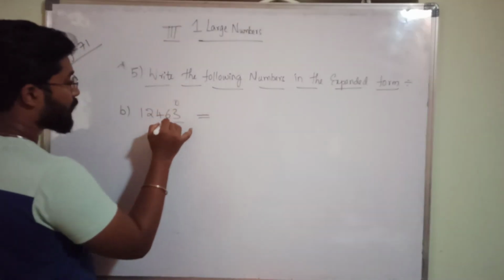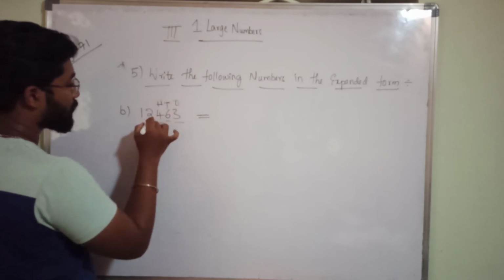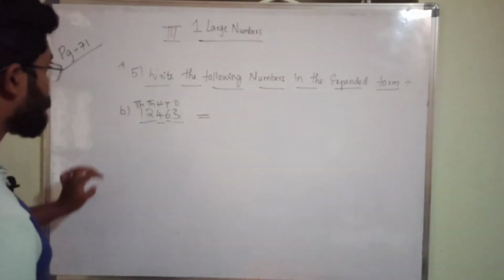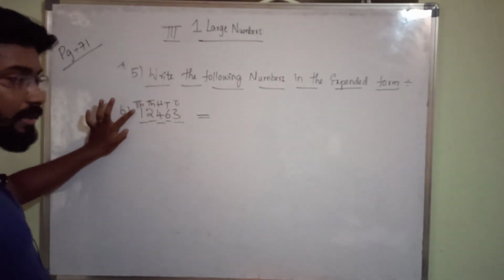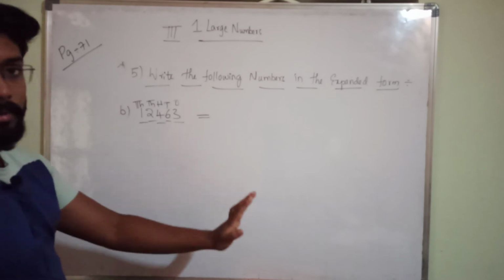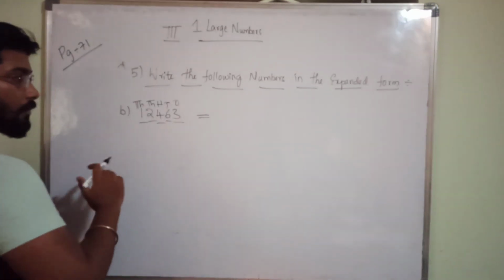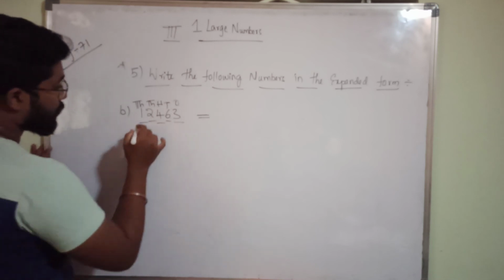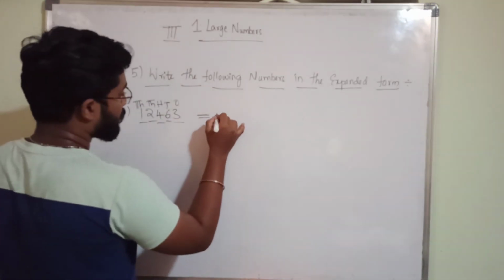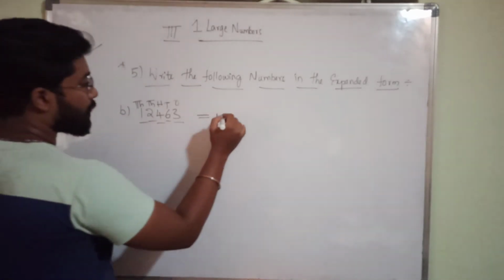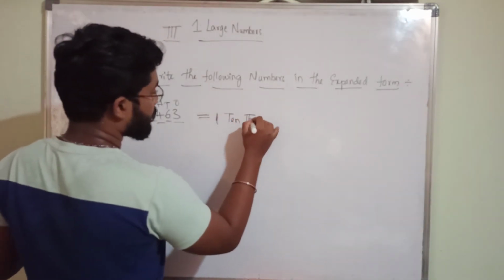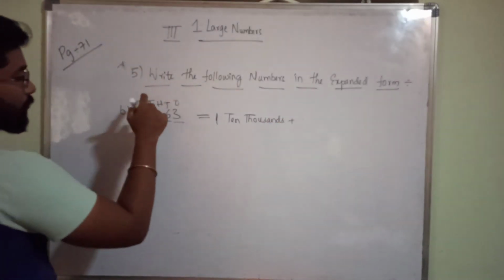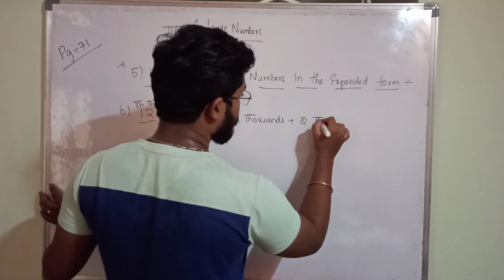So this is ones place, tens place, hundreds place, thousands place. TTH means 10,000s place. So start from the highest place. What is that? 10,000s only, no? You have to come from left to right. Left to right. Like this you have to come. Okay. So 1 10,000. 1 is in which place? 10,000, no? 1 10,000. 10,000 plus 2 thousands. 2 is in thousands means 2 thousands.